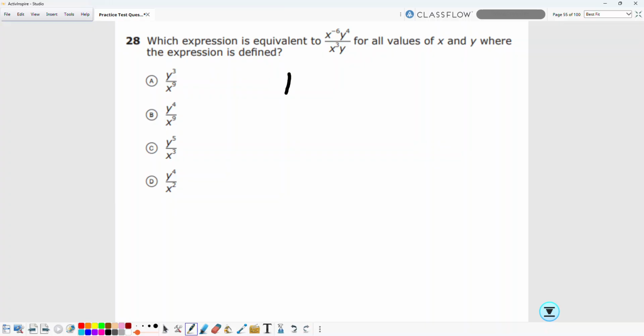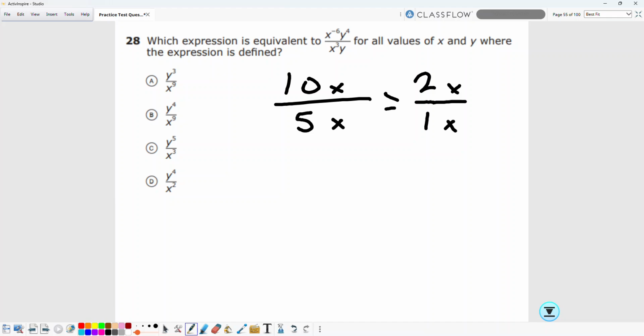So if I have 10x and then I have 5x, because the variables are the same, I can simplify that to 2x over 1x. Because if I divide the numerator and denominator by the same number, I'm really only dividing by 1.